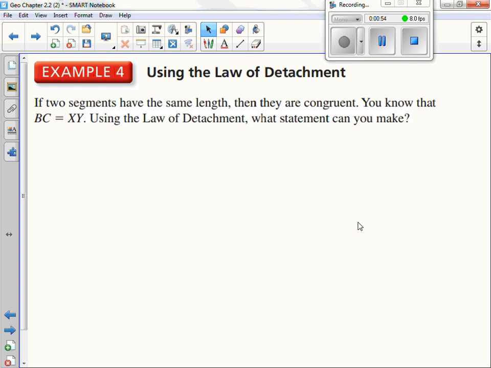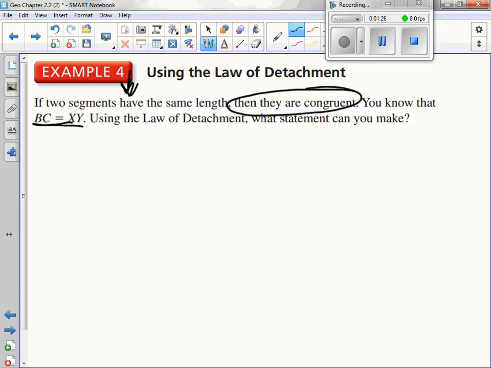So what it's telling us is that the lengths are the same. Well, what was our conditional statement? If two segments have the same length, BC equals XY. That's telling us they have the same length, yes? Well, yes. This here is making this part, the hypothesis, true, yes? So if the hypothesis is true, the conclusion must also be true.